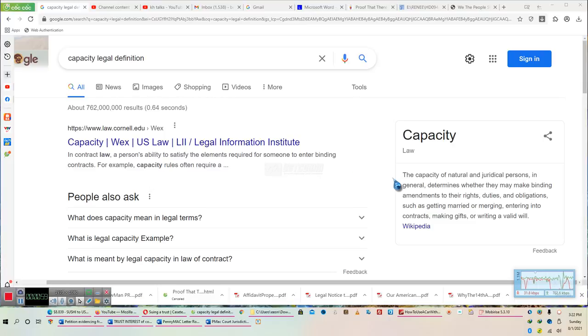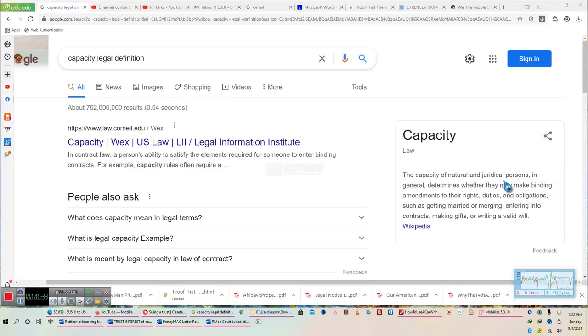Ladies and gentlemen, let's look at what Wikipedia says referencing this information, and you can verify it at a later time. The capacity of natural and juridical persons, so you know that there's a juridical person and there is a natural person, or a living person and a non-living fictional person. Pay attention. These are capacities.